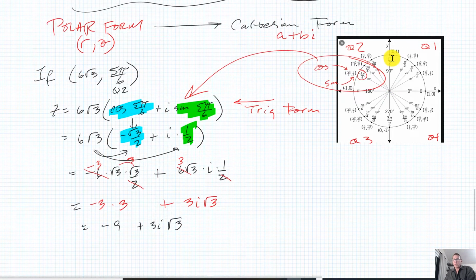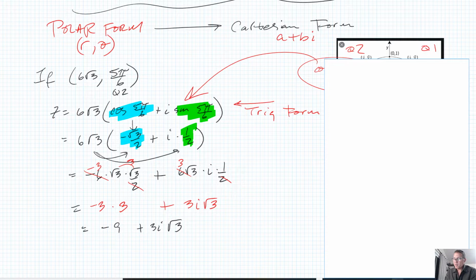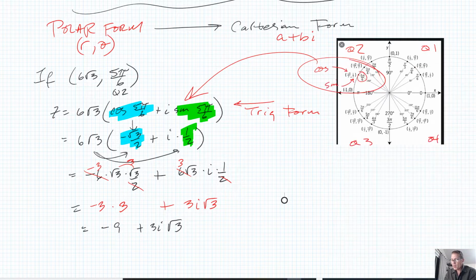So you need to be able to go from polar form to Cartesian form, and you have to use the unit circle here. At this point right here, this is where we use the unit circle. And again, this is what we've done throughout the lessons. This is nothing new. We've done this multiple times. You just got to get good at it.